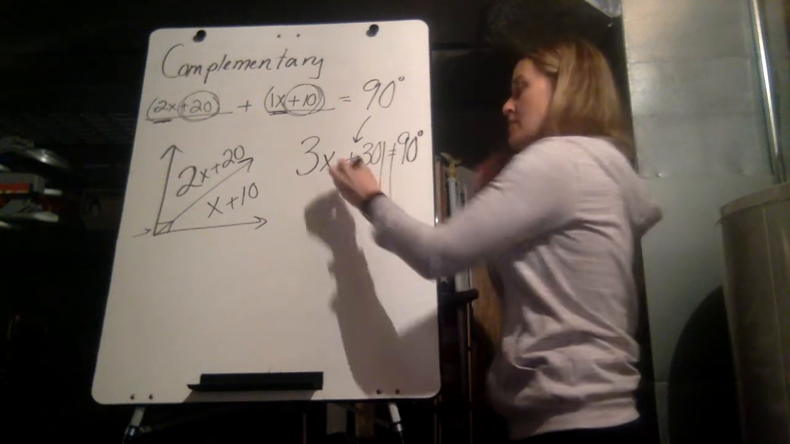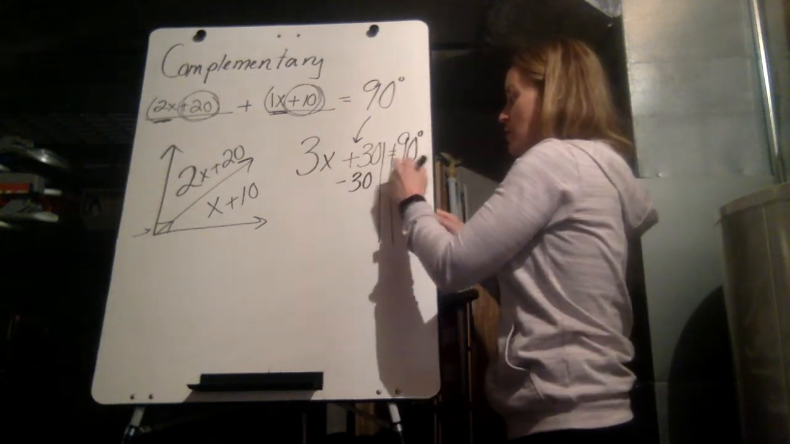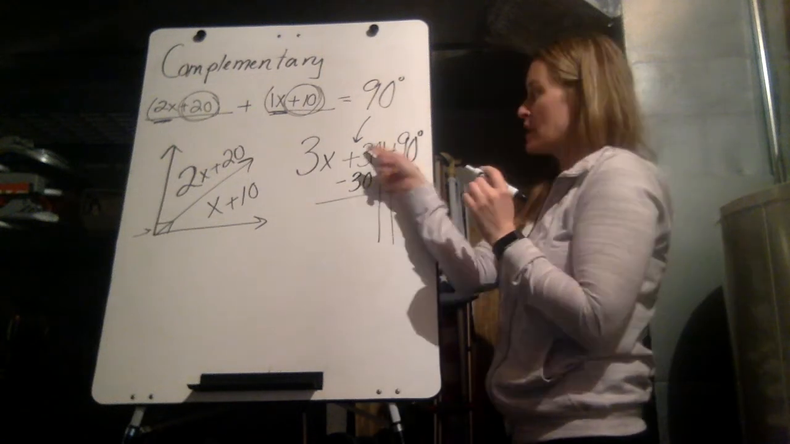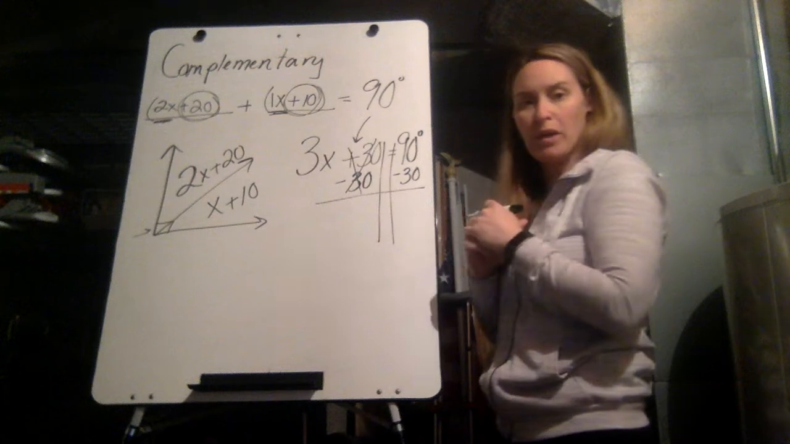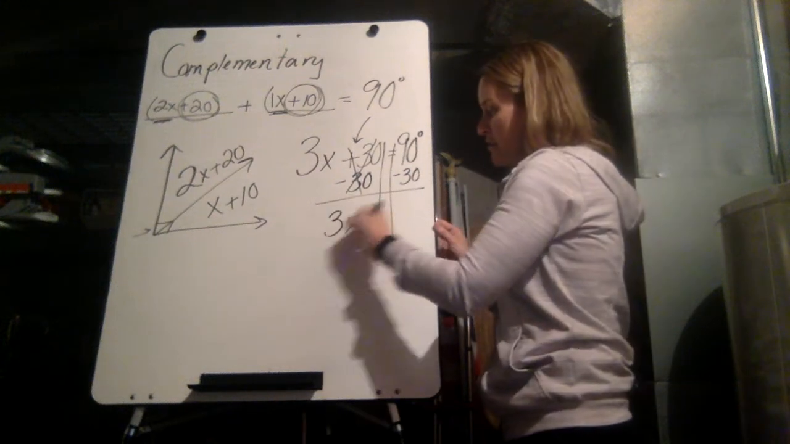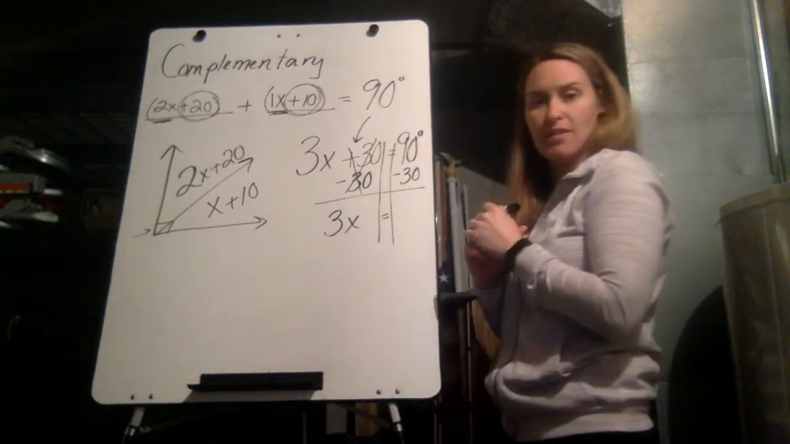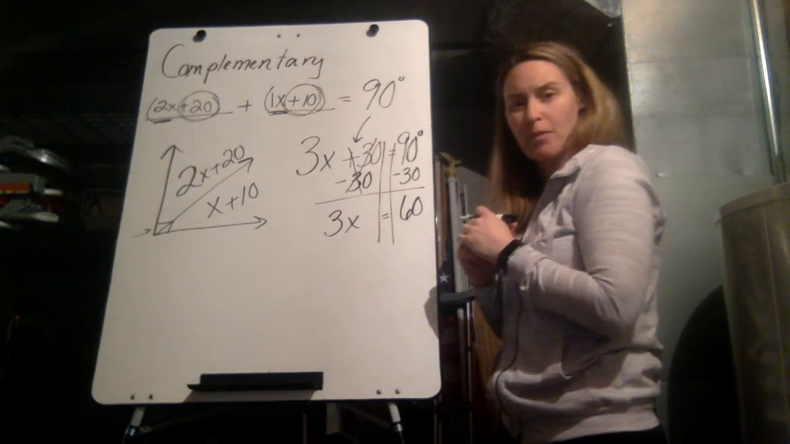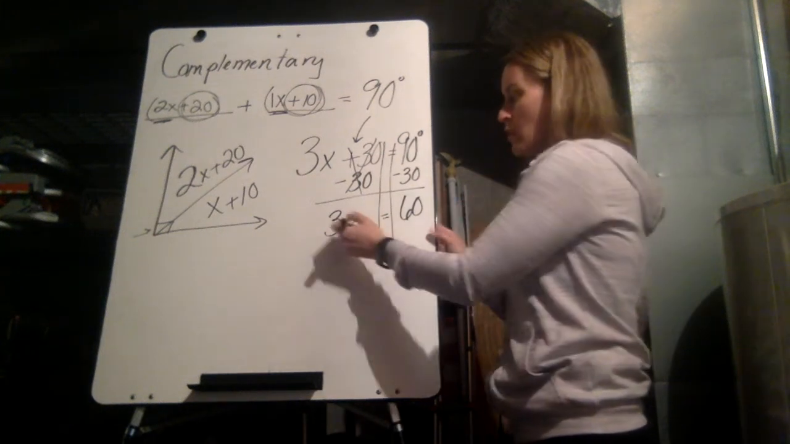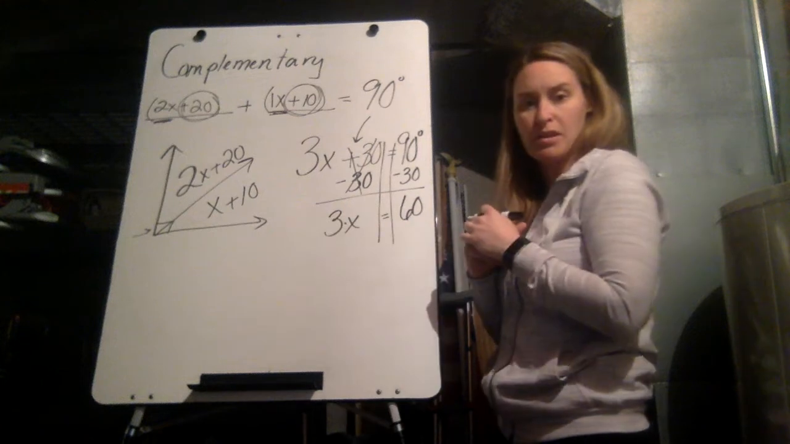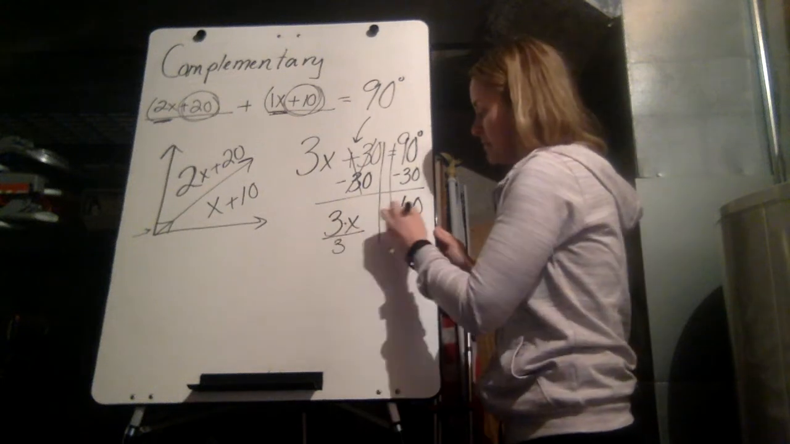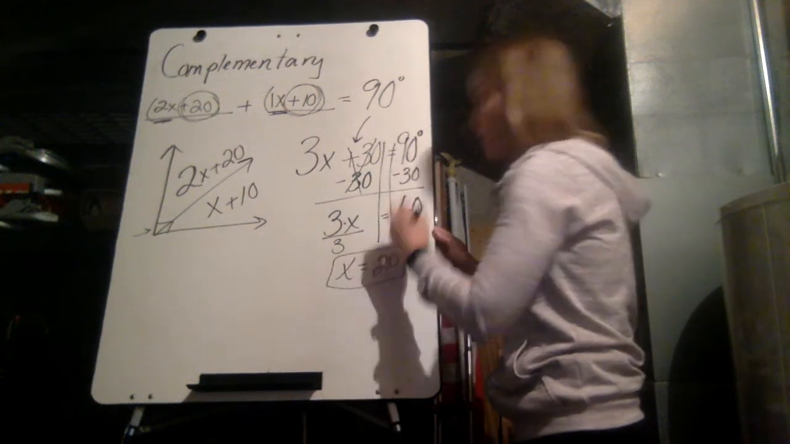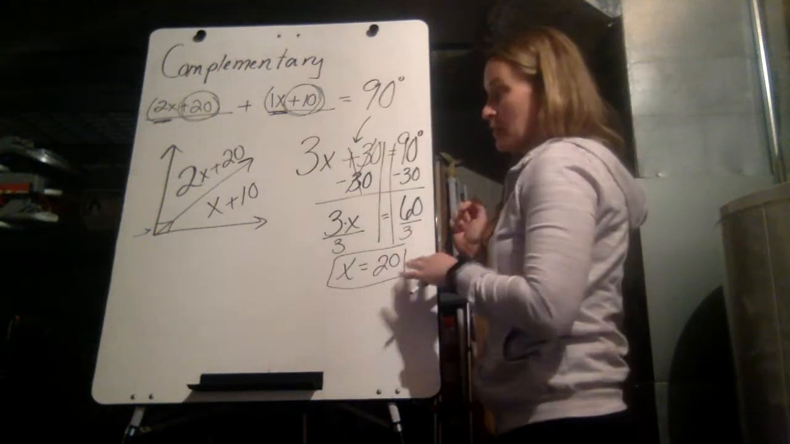So the opposite of adding is subtracting. If I subtract 30 from both sides, positive 30 and negative 30 create that zero pair. And I've got 3x left. 90 minus 30 gives us 60. What's my last step? If I want to get x to have a coefficient of 1, what's the opposite of multiplying by 3? In this case, we want to divide by 3. So x equals 20.